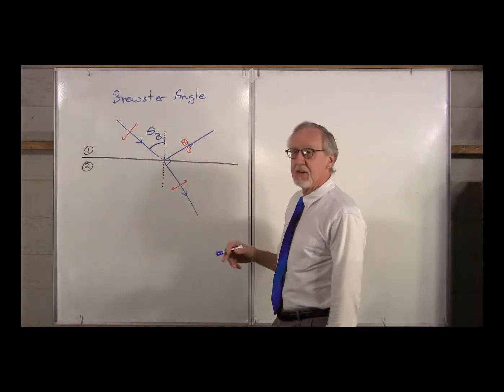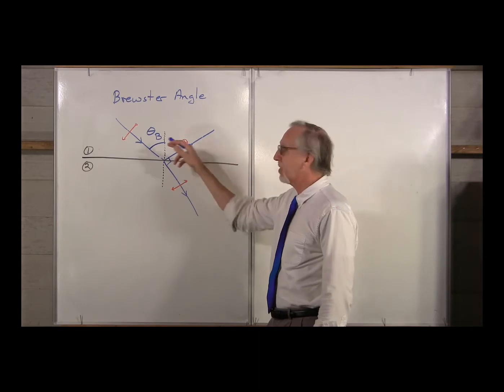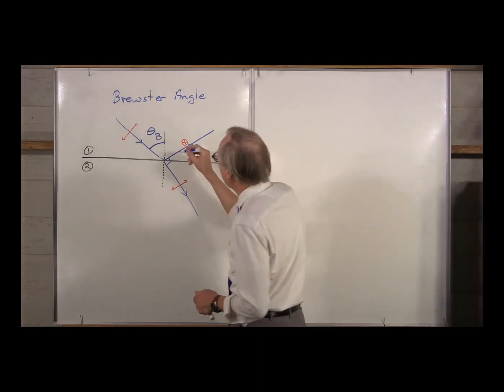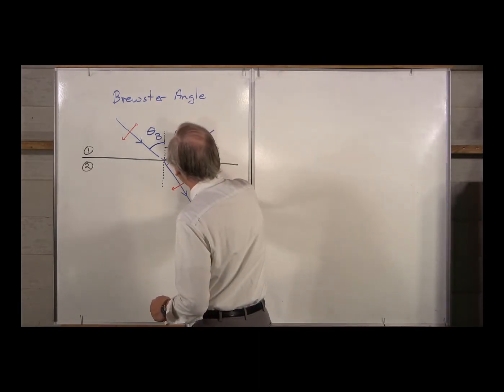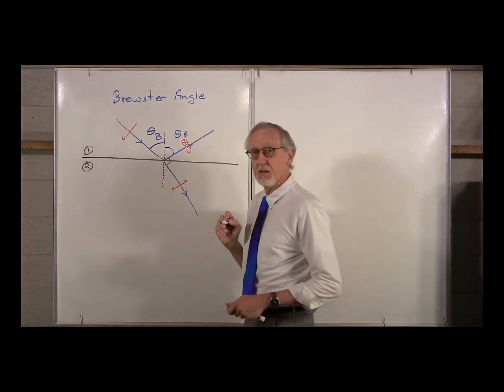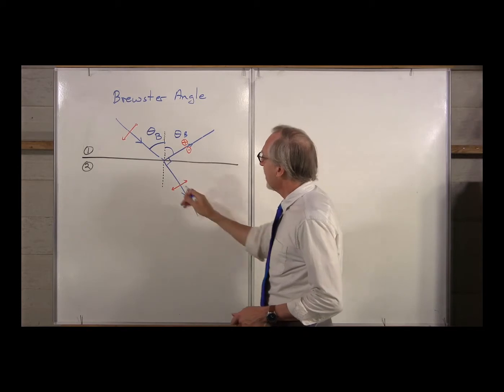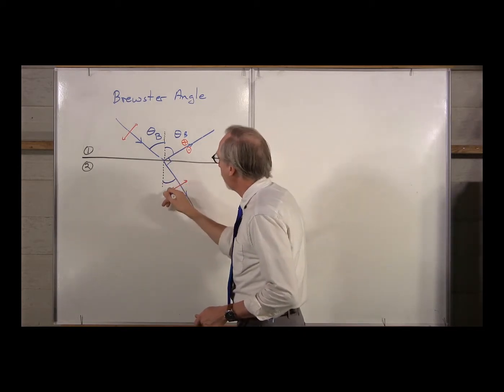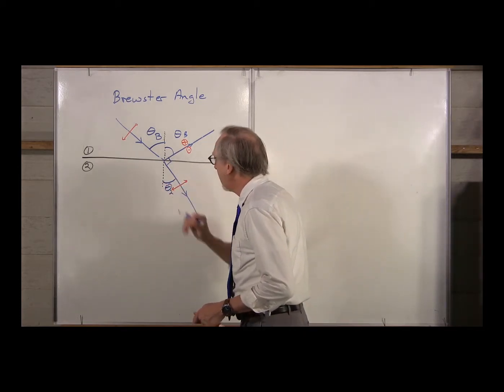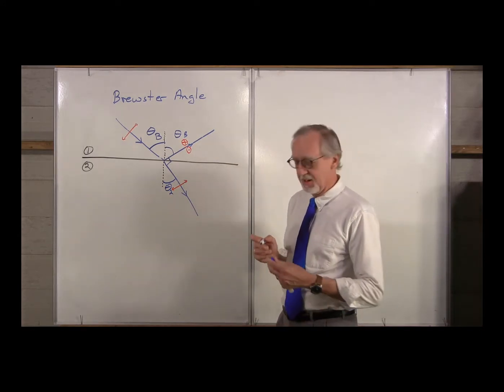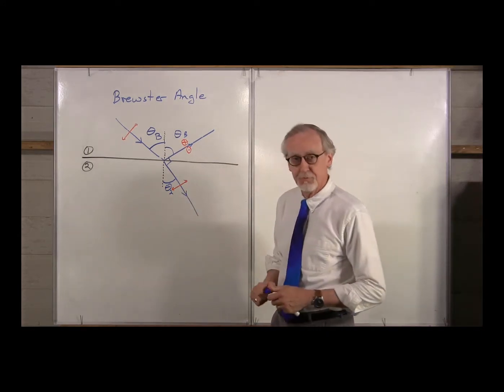We know the reflected ray is going to reflect at an angle equal to the incident angle, so we know that this angle must also be the same angle, the Brewster angle. We know that these two rays are perpendicular. Let's see if we can figure out what the refracted angle must be. We'll call that theta sub 2.